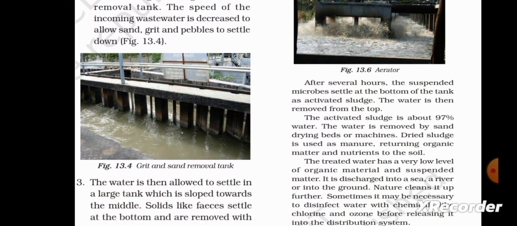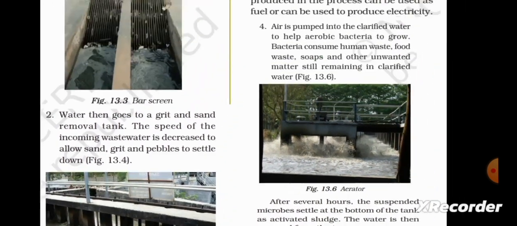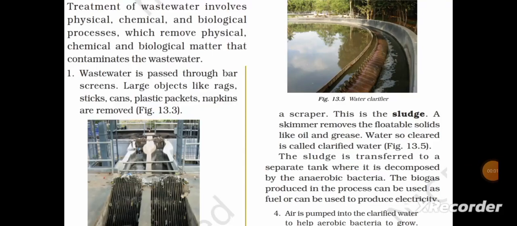The water is then allowed to settle in a large tank which is sloped towards the middle. Solids like feces settle at the bottom and are removed. This is the sludge. A skimmer removes the floatable solids like oil and grease. Water so cleared is called clarified water.